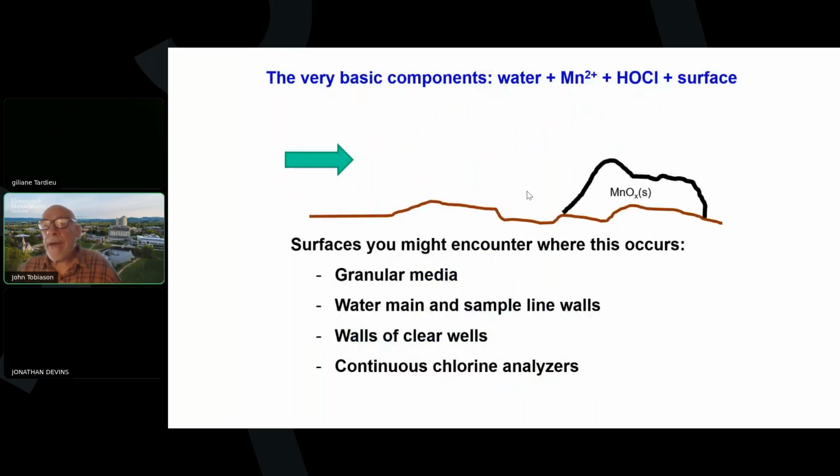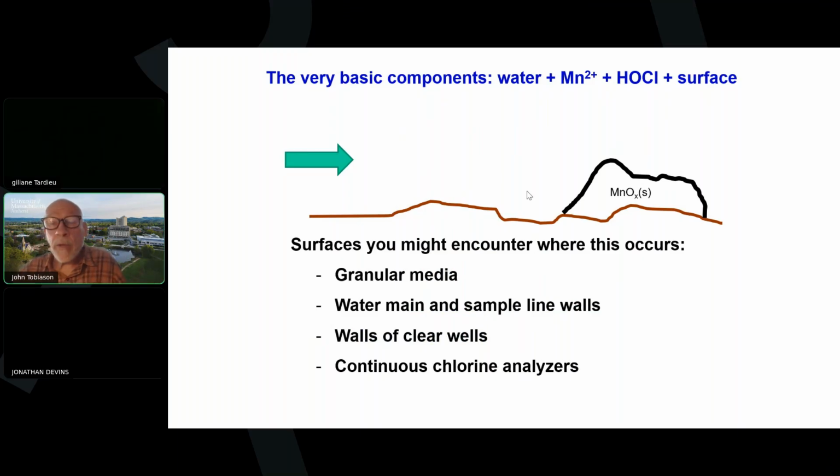So one of the things about manganese is this: if we have any surface in contact with water that has reduced manganese, Mn2+, and free chlorine, HOCl, it will at some point create a manganese oxide coating on the surface. It may be hard to get started, but once it starts, it's autocatalytic, because that manganese oxide surface loves to take up some more manganese, and then it gets oxidized, and so forth. So we design it to happen in granular media.